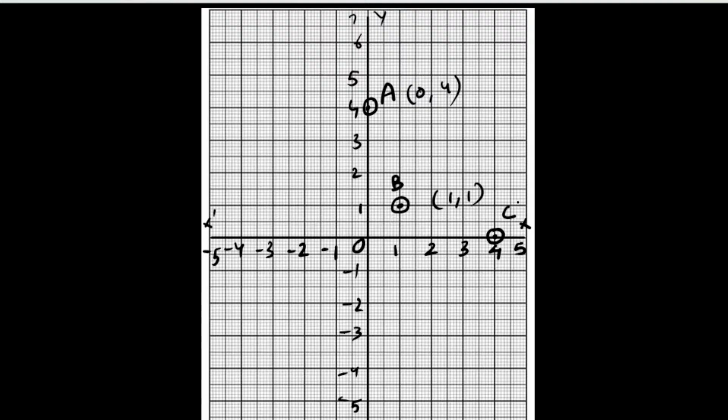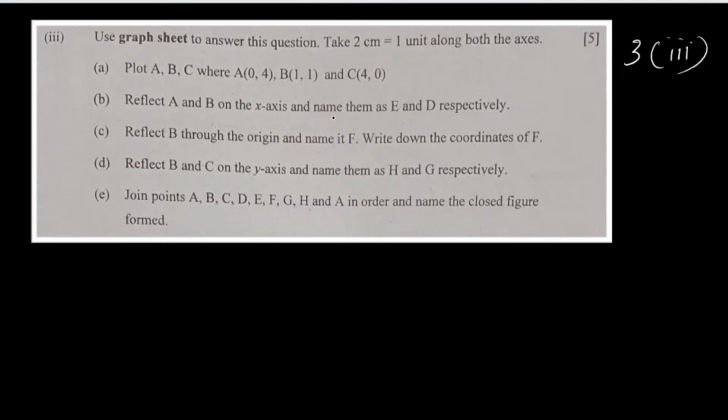So you have to write it down. The values of coordinates also you have to write. So first part of the question is done. So plotting of points we had to do. So we have done. Reflect A, B.